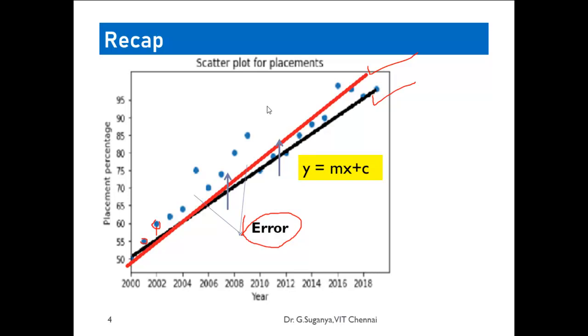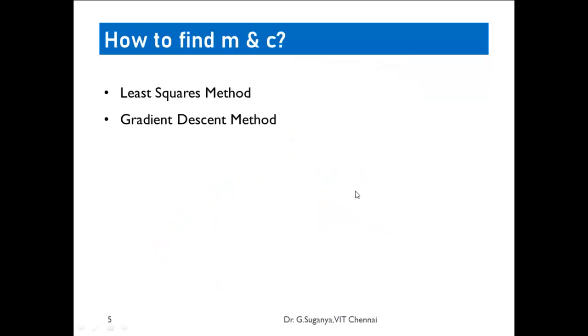Okay, so this is impractical, right? But now we want the machine to do this for us. How to do that is the next question we need to answer. So for constructing a line, we need two basic parameters. One is the slope, another one is the intercept. These are the two values that we are going to calculate here. Let us see how this could be calculated.